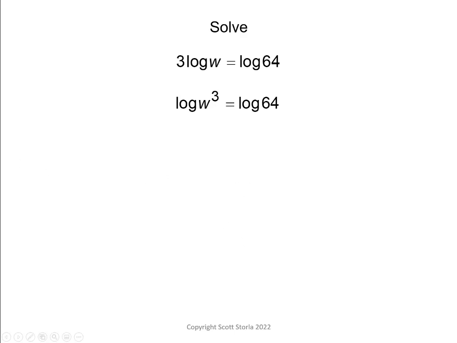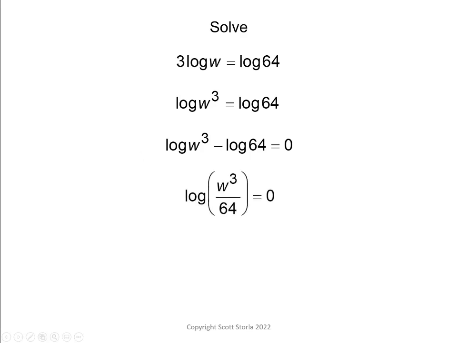But I'm supposed to be using the rules for logarithms, so instead what I'm going to do next is subtract the log of 64 from both the left and the right. When I subtract log 64 here, I'll get to 0. Here I'll get a difference. That gives me the idea of using the quotient rule. So I'm going to rewrite that difference as a quotient.